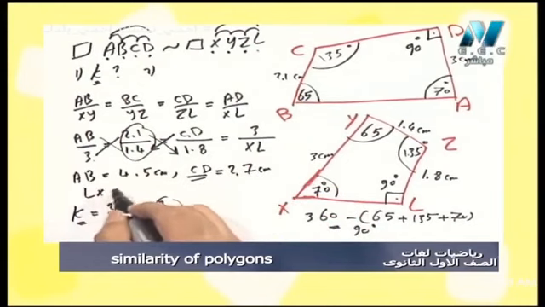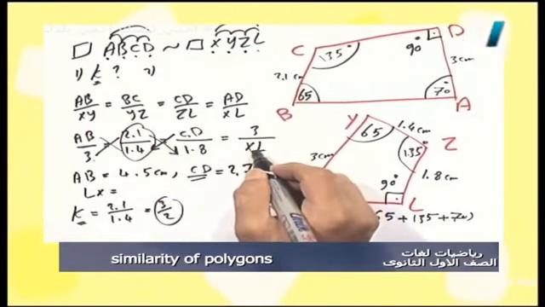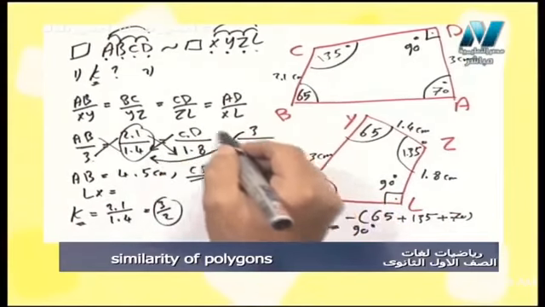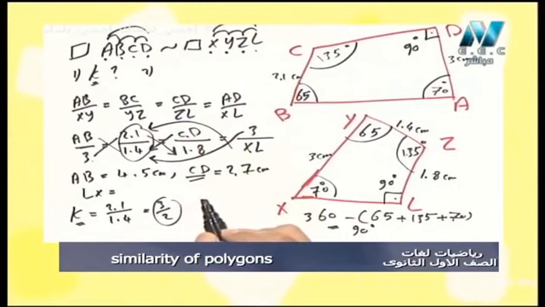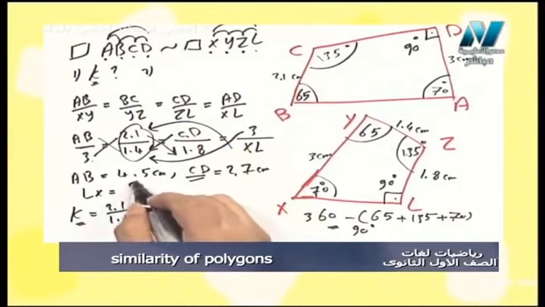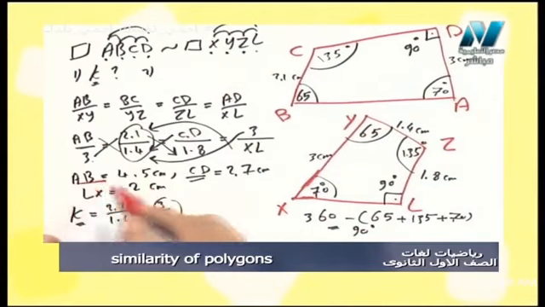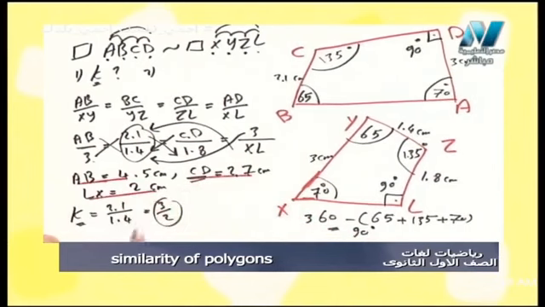Finally, to find LX, we multiply 3 by 1.4 divided by 2.1. The answer will be 2 centimeters. So now we have all angles and all sides, AB, CD, LX, and we have K, which is the similarity ratio or similarity factor. Okay, let's move to another example.